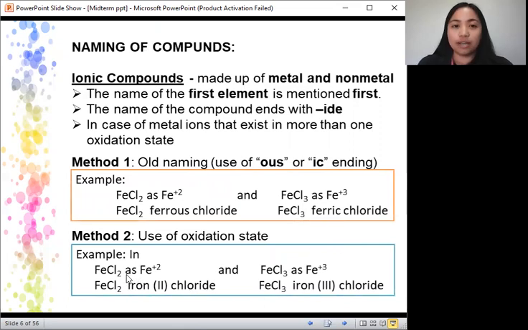Same example, FeCl2 and FeCl3, but for the second method, you use the oxidation state. So you name the element, for example, iron, then its oxidation state, which is 2, and then the anion, chloride. Same with FeCl3.